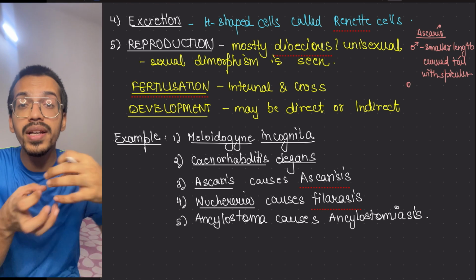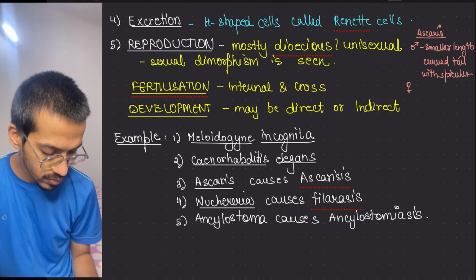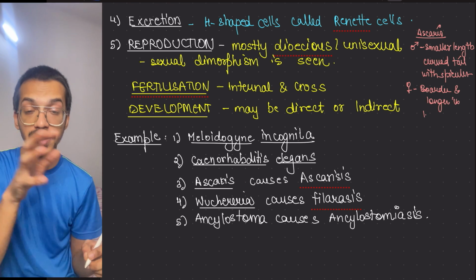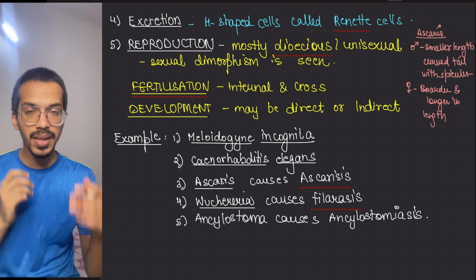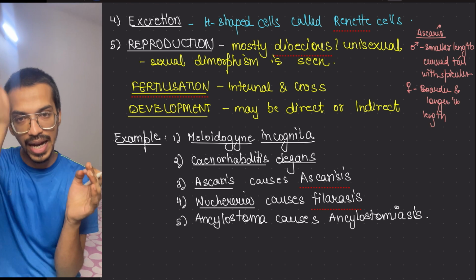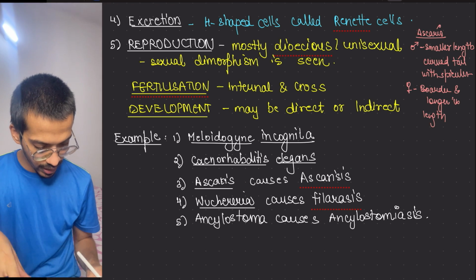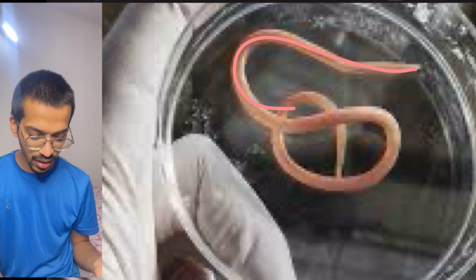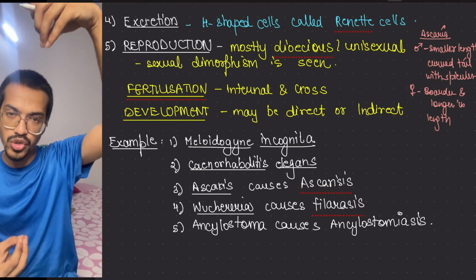Female is broader and longer in length. So this tells whether the male or female is there. In your NCERT, the female is shown like this, the male is shown like this, that is how they have put it over there. Just think that this is the worm. If you put it like this, it feels curved, but in reality they have just put it like this, it's straight only.